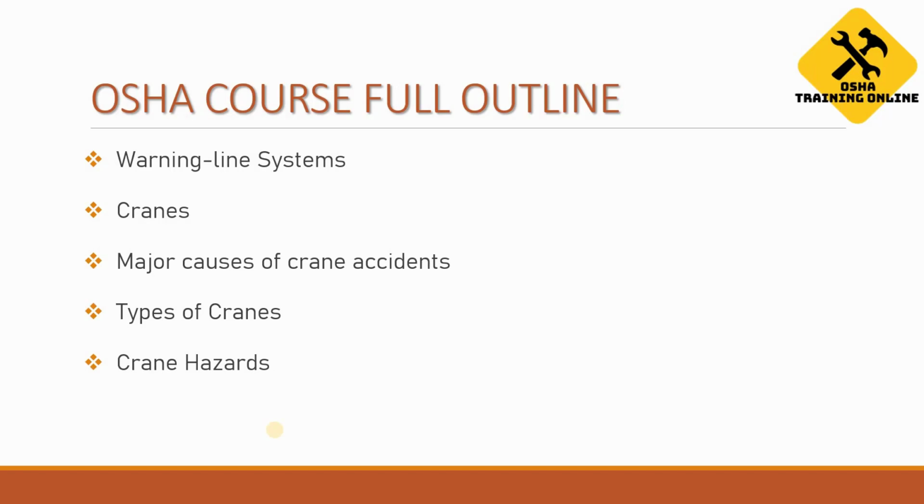Then we will study cranes. What are some major causes of crane accidents? There are a huge number of accidents associated with cranes. We will use specific criteria, precautions and procedures in order to avoid those accidents related to cranes. Then, what are some of the types of cranes? We will cover different types of cranes and hazards associated with cranes. What is a hazard? We will have a full chapter on hazards separately.